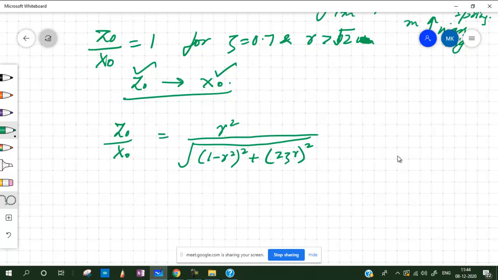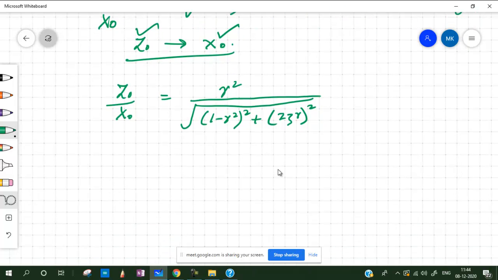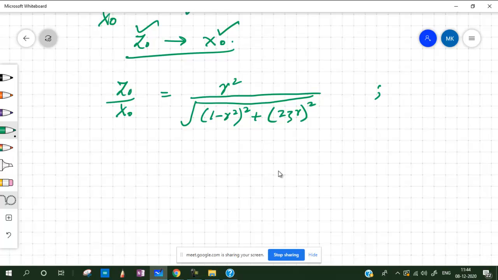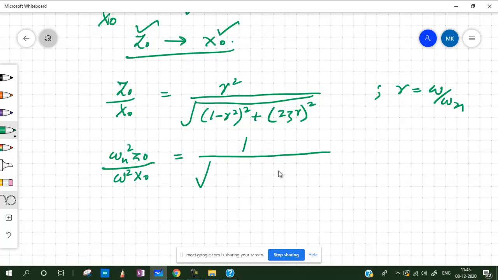So we can manipulate, or we can play with this equation again in such a way that if we substitute r is equal to omega by omega n back here and try to manipulate it in such a way that we get omega n square z naught by omega square x naught. So this is nothing but just substituting r square. r square is omega square by omega n square. Omega n square goes to the numerator of the left hand side, and omega square goes to the denominator of the left hand side. So it's nothing but a very simple manipulation. So we'll get something like this.